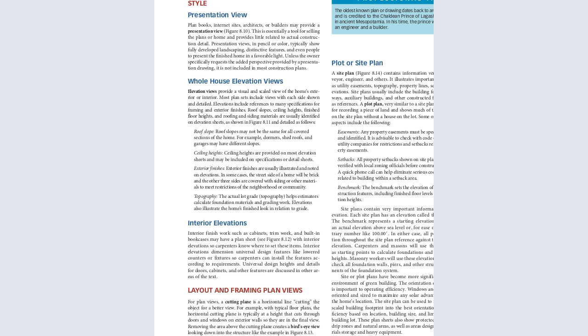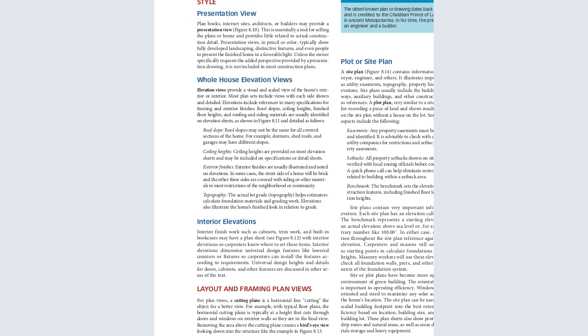So we have the roof plan, the roof slope. That is, the roof slope may not be the same for all covered sections of the home. For example, dormers, shed roofs, and garages may have different slopes. And then we have the ceiling height. That is, the ceiling heights are provided on most elevation sheets and may be included on specification or detail sheets.